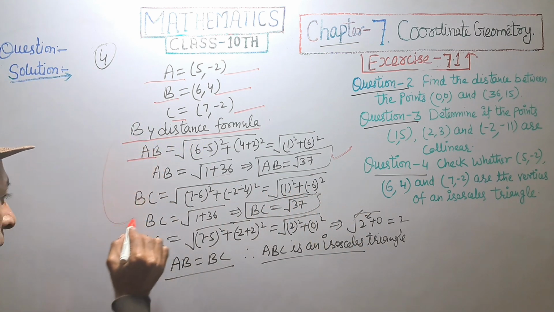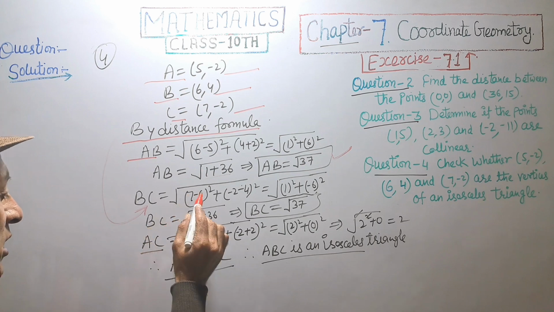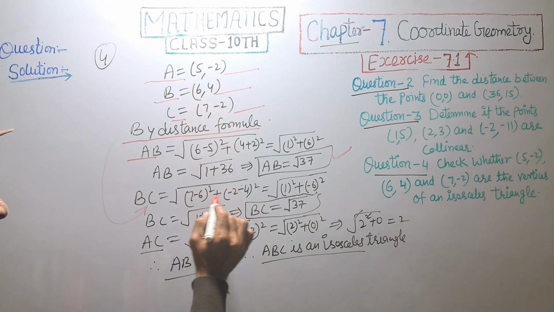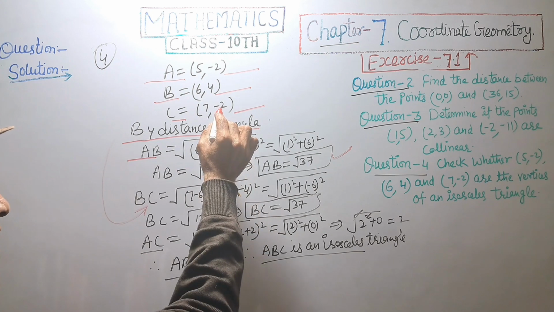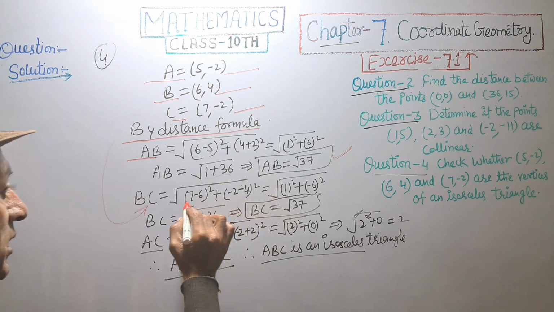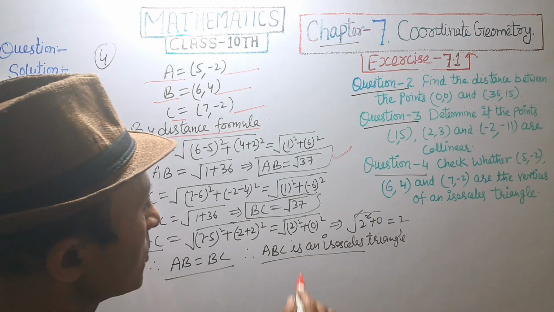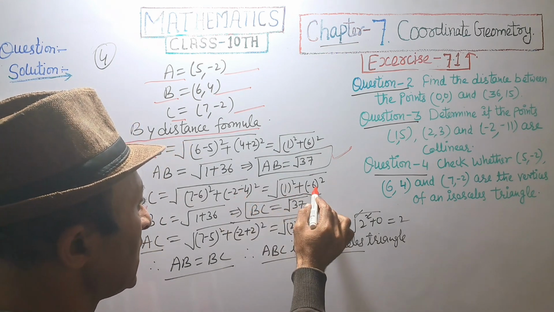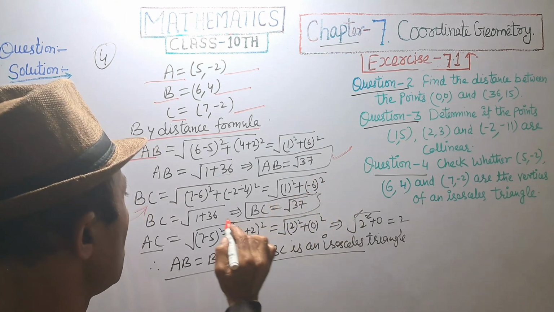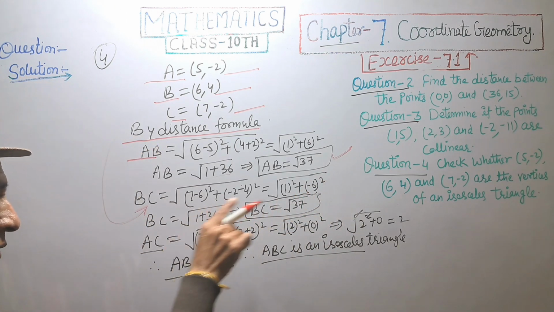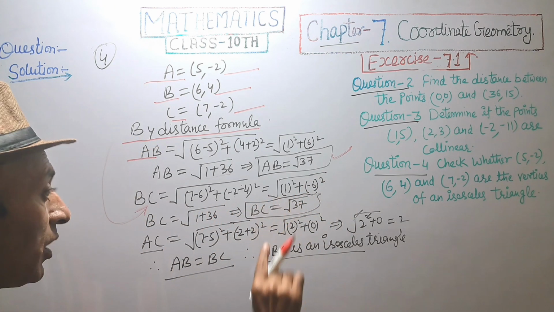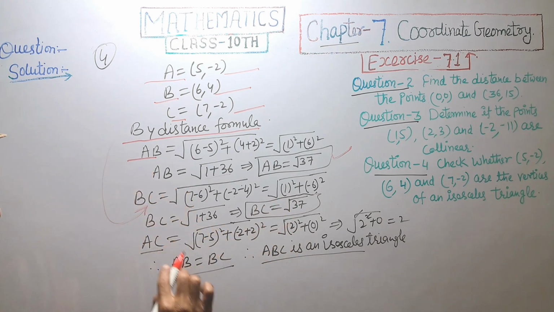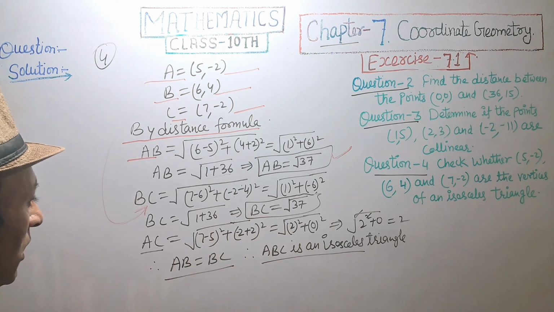By distance formula BC is equal to (7 minus 6) square plus (-2 minus 4) square. 7 minus 6 is 1 and 1 square is 1. -2 minus 4, that is -6, raised to power 2 is 36, and 36 plus 1 is equal to 37 with under root. So AB is equal to BC, then ABC is an isosceles triangle.